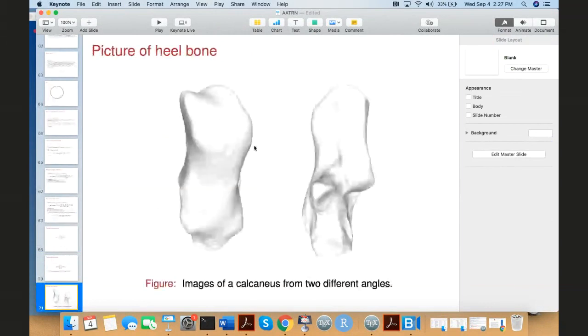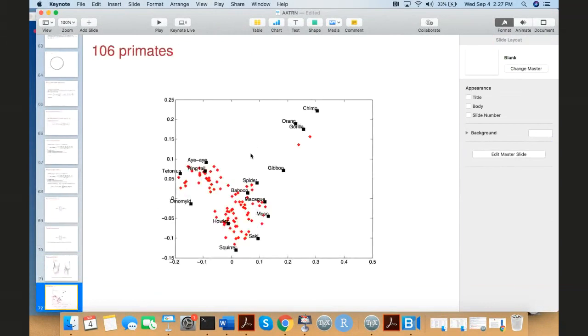These are heel bones from two different angles, and this is a result on real data. There are heel bones from 106 primates. We compute pairwise distances between them using the persistent homology transform, and then we did multidimensional scaling to project it back down to 2 dimensions. Okay. These are what are called great apes. The gibbon is a lesser ape.